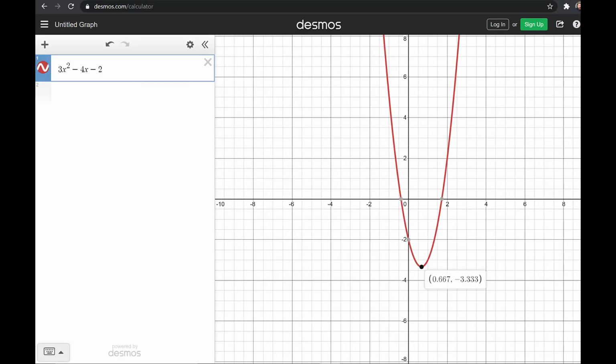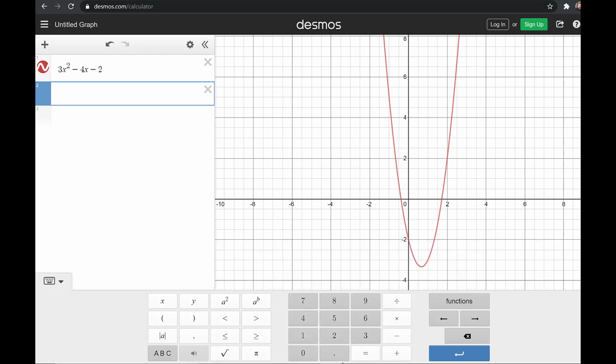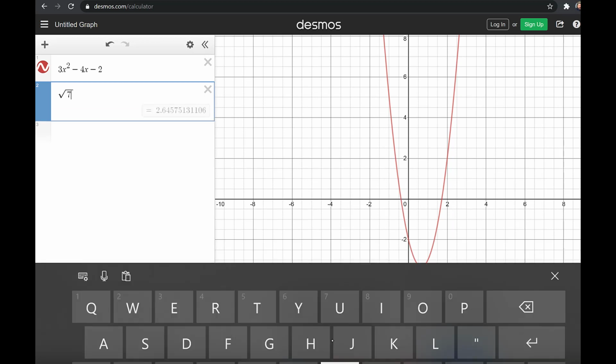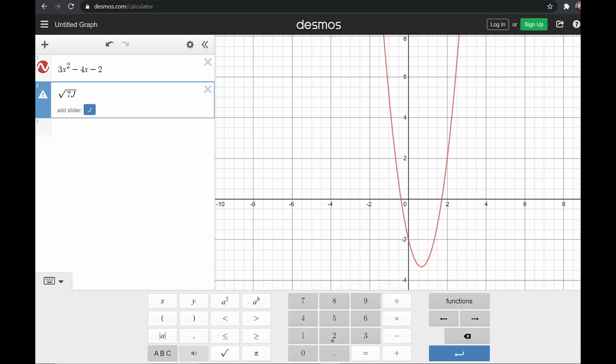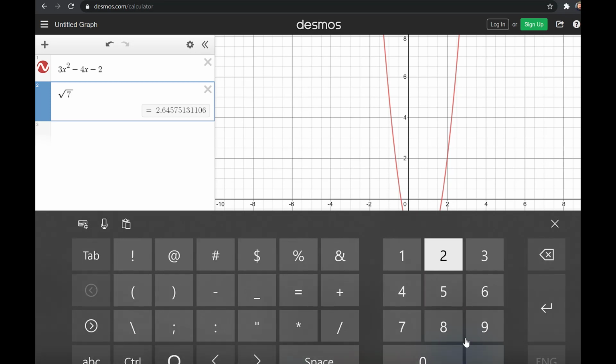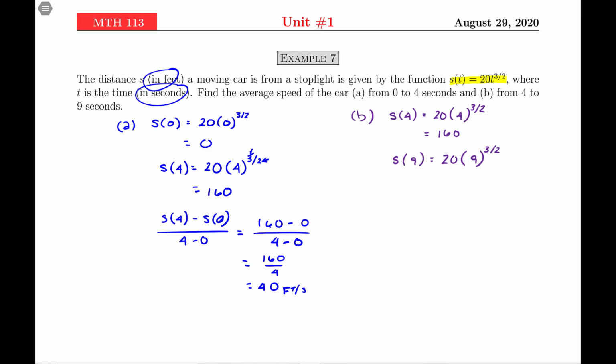Sorry, I don't remember that one off the top of my head. But I hate the way that keeps popping up. So it's the square root of 729. Oh, it's killing me. It is 27. So s of 9 is equal to 27.